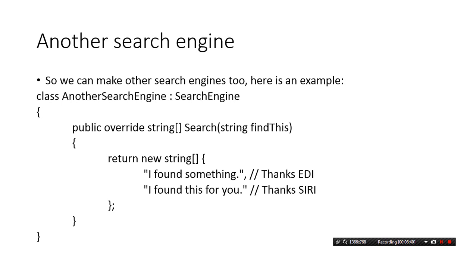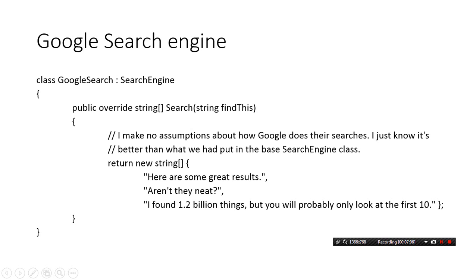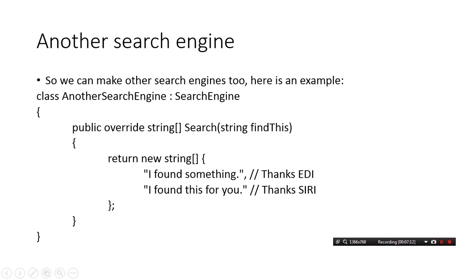Now, the beauty of this is that we can add another search engine that is derived from the parent class search engine. And all we have to do is, again, use our notation here: another search engine colon search engine, and then we have the new override search here, and this returns 2 separate arrays. It returns the I found something and I found this for you. So those are 2 separate arrays that it's returning instead of here are some great results and aren't they neat, which is what Google is returning. Another search engine is returning these 2 separate and different strings.